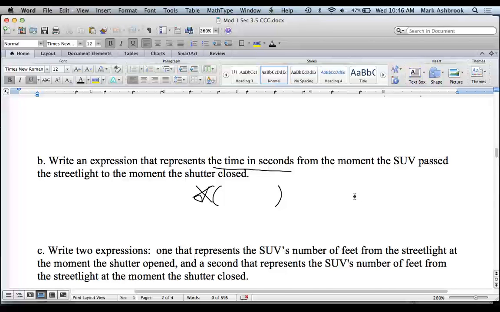Yes, sir? Just 38.2 plus 1/40. He wants 38.2 plus 1/40 seconds. Is he right? 38.2 was the time it took till the shutter opened, right? And if the shutter was open for 1/40 of a second, then to close would be 1/40. This is right. That's it.